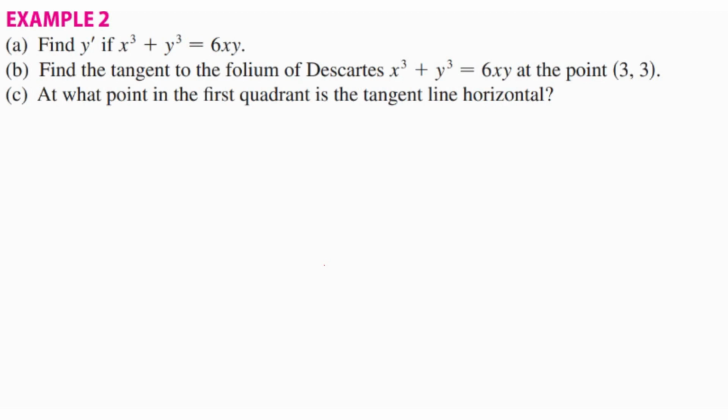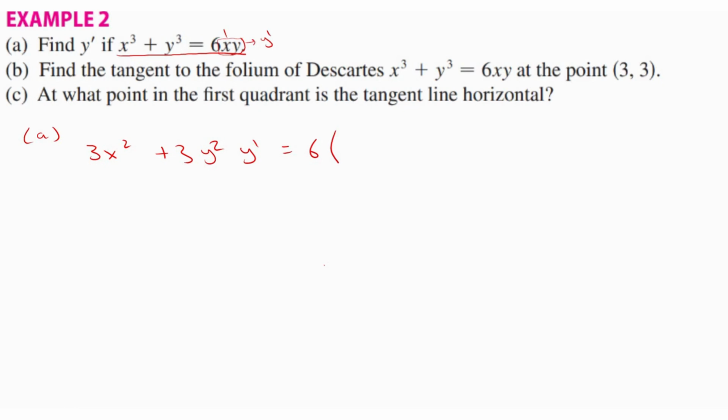In part A, we have to find y prime given this expression: x cubed plus y cubed equals 6xy. So to use the implicit differentiation, we should differentiate both sides implicitly and then solve for y prime. So we are differentiating with respect to x. This will give us 3x squared plus 3y squared multiplied by y prime equals, here we have 6 multiplied by the product rule, because here we're differentiating with respect to x implicitly. So the derivative of x is going to be 1, the derivative of y is going to be y prime.